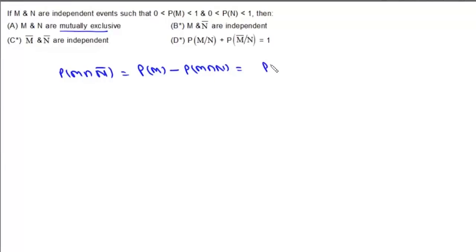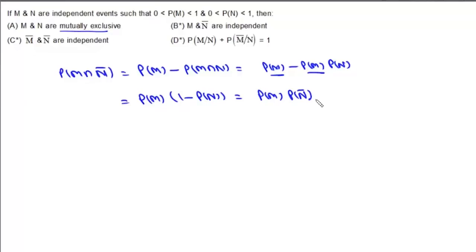Now since M and N are independent, we can write this as probability of M minus probability of M into probability of N. Now we'll take probability of M common, so it will be probability of M and then 1 minus probability of N. So this is PM into PN naught. That means M and N naught are independent. So option B is correct.